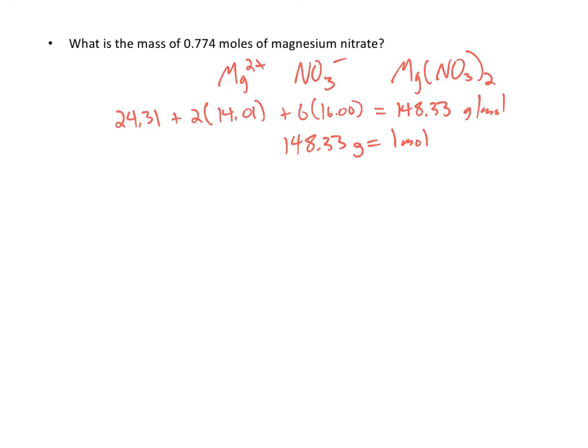Alright, and so I think I have all the information I need. And then I want to put 1 mole in the bottom, so the moles will cancel. So the 148.33 grams will have to go on top. And I get a mass of 115 grams.